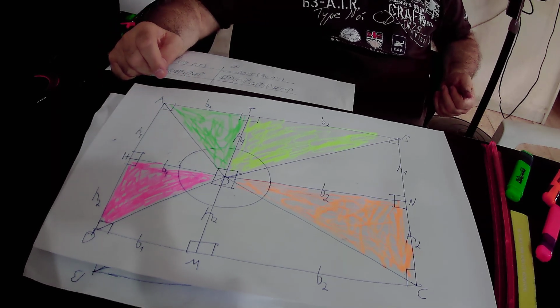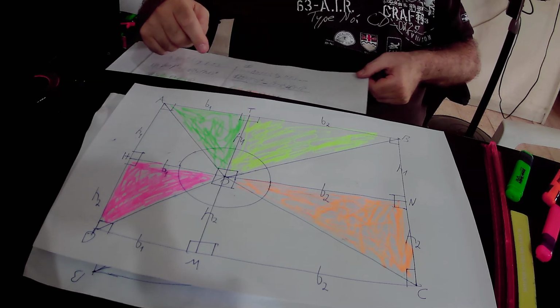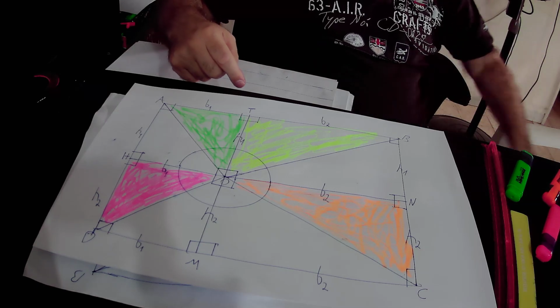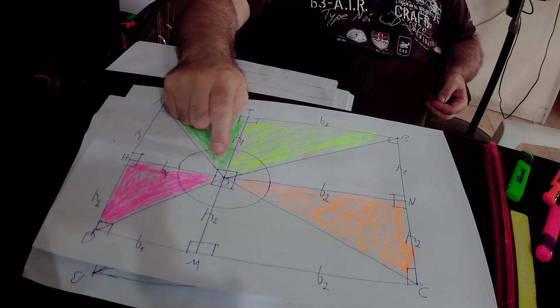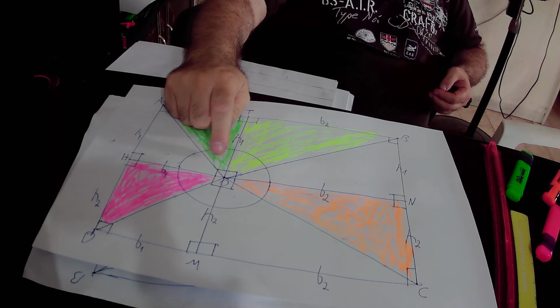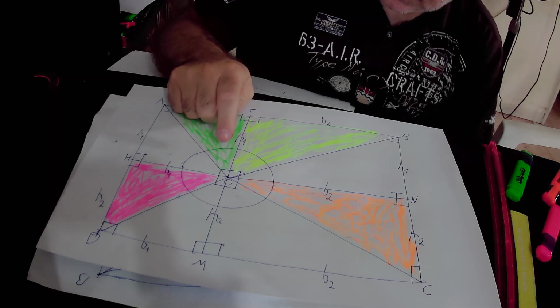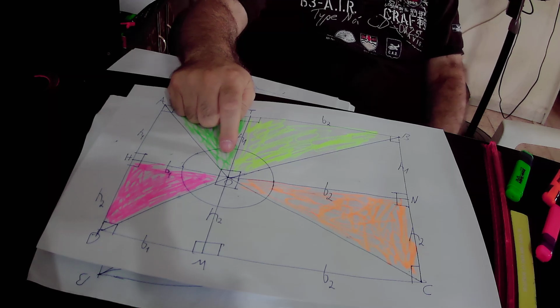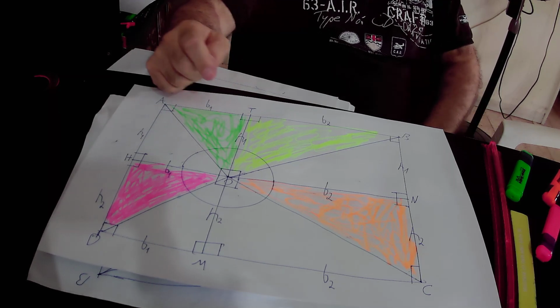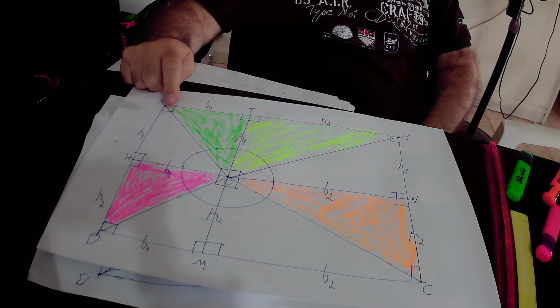So in quadrilateral ATEO, we have 1, 2, 3 right angles. Therefore the fourth angle must also equal 90 degrees, according to the rule that the sum of the angles in any quadrilateral is equal to 360 degrees. 270 degrees plus 90 degrees is 360 degrees, the sum of the angles in any quadrilateral. So quadrilateral ATEO, which has 4 right angles, is a rectangle.